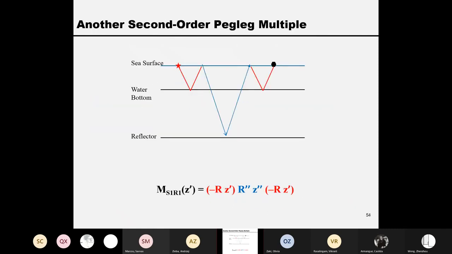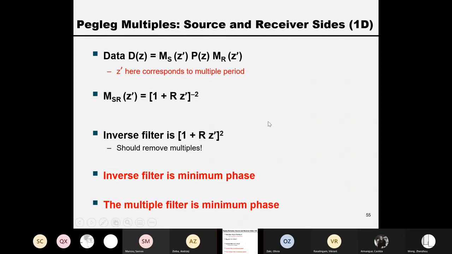Right. That was source side Peglegs and receiver side Peglegs. Maybe you have a mixture, a source side and a receiver side. Because I emphasize, it's a 1D model, either source side or receiver side, they have the same effects, right? So that's the source side multiple and the receiver side multiple. The same thing, the seismic trace is composed of the multiple in the source side, the primary, and the multiple in the receiver side.